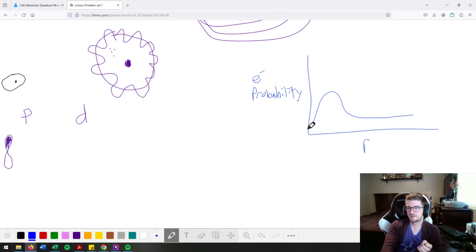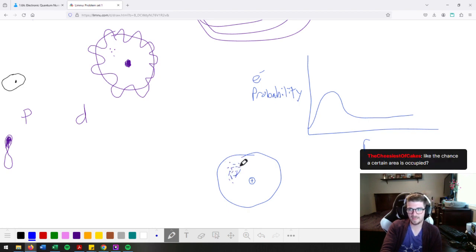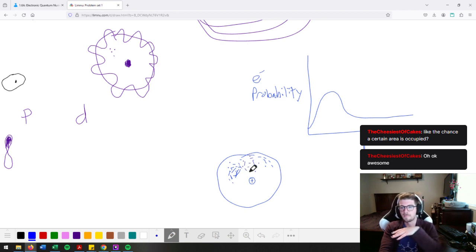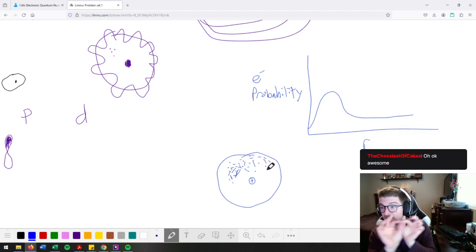So electrons exist in these orbitals, and the space that the wave function of an electron occupies is often described as a probability density, which is to say, if we've got a nucleus here, and I'm just going to put a little circle around it, so that's the nucleus, and you've got a spherical orbital here, it's like the chance a certain area is occupied. Yes, exactly that. So this sphere is just peppered with an effectively infinite number of little points.